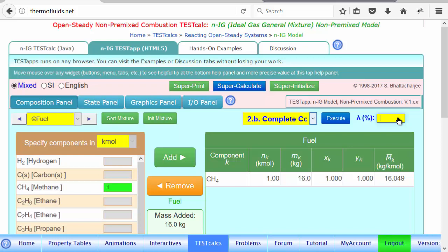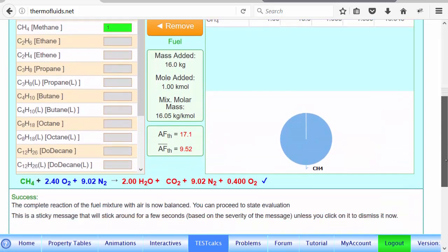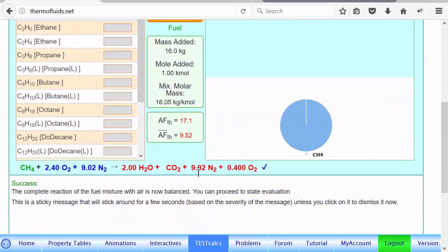Suppose we have 20% excess air. Then you say lambda is 120. In that case, when you click the execute button, again the reaction is balanced, as you can see. Methane reacts with the air, an oxygen and nitrogen mixture, producing complete combustion, H2O and CO2. There is no CO or anything, and some leftover oxygen because we put in excess air.